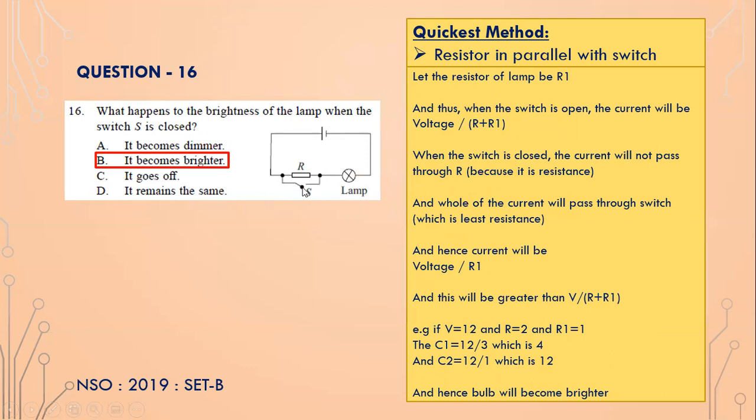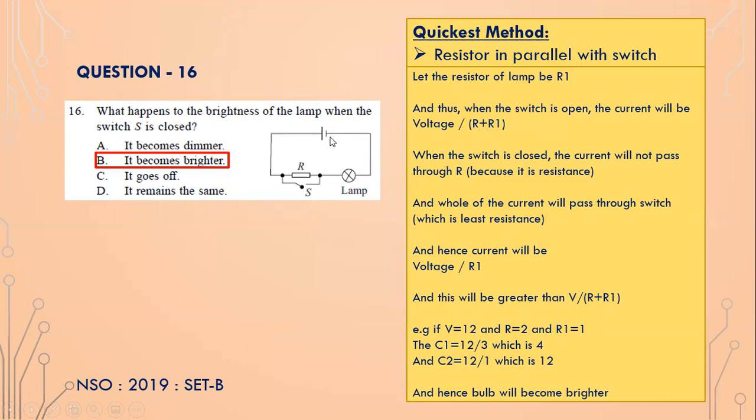And when you close the switch, the current will not pass through the resistance. The current will avoid this channel. It will not pass through this portion. The entire current will flow through the switch, which has got the least resistance. So the current will flow through this portion and then through the lamp. So the current will be voltage upon R1, isn't it? And voltage upon R1 will be greater than voltage upon R plus R1.